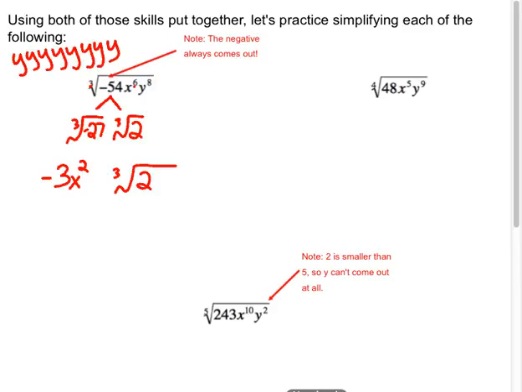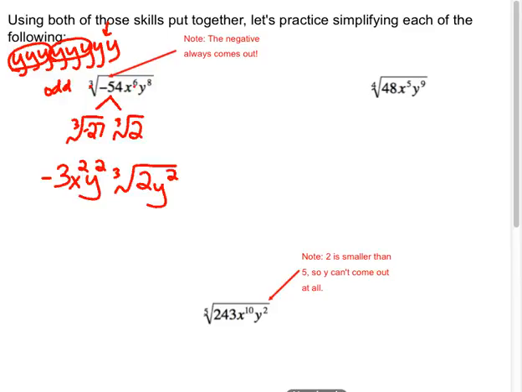How many times can 3 go in there? So I'm going to start making groups of 3. Okay, so I see 2 groups of 3, so that's what comes out. And then there's 2 leftovers. So those 2 leftovers have to stay inside. It's an odd root, so I don't have to worry about that absolute value rule. I know right away it's not going to be necessary.